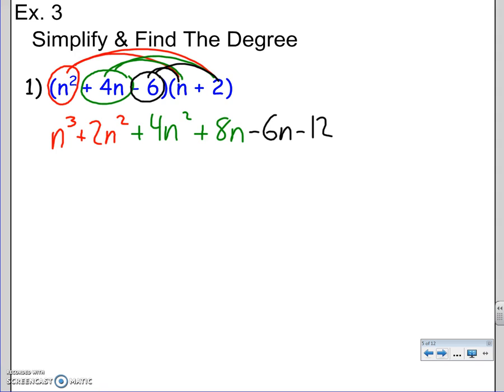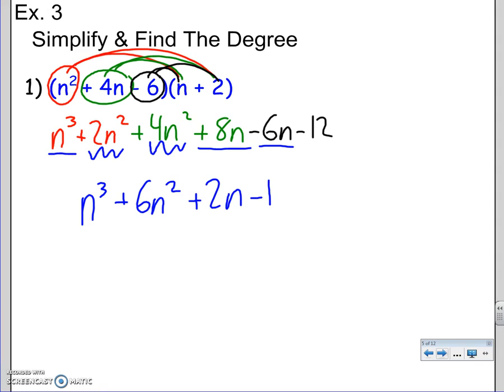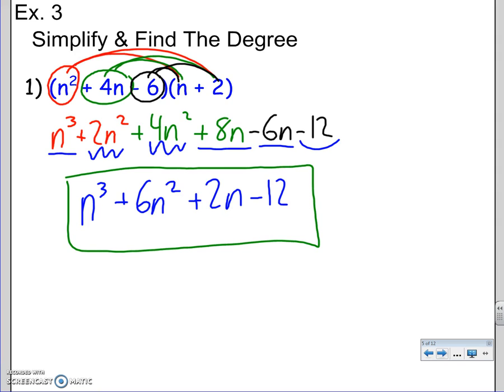Combine like terms. So n cubed combines with nothing, so that's taken care of. Both of these have n squared. That makes positive 6n squared. This has just n, so that is plus 2n. And that 12 has no one to combine with. That's by itself. Right, there's my simplified answer. Now the degree, the highest exponent I see is 3. So my degree is 3.